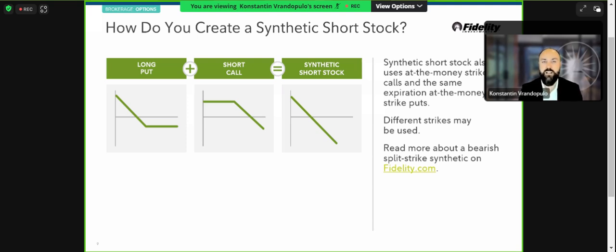Again, this is just the exact opposite view. What am I doing in the long stock position? I'm shorting a put and buying a call. So how do I create a short stock position? I'm long a put and short a call. That's it. As simple as that.